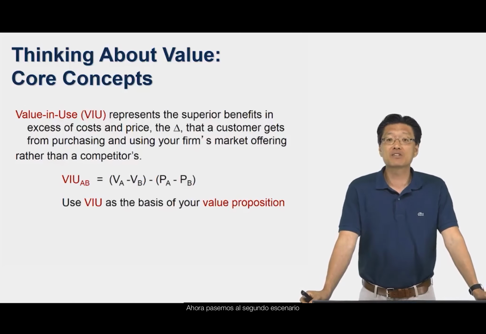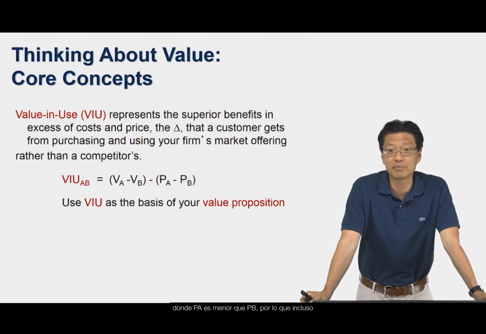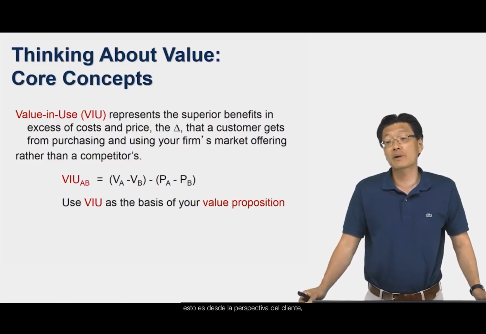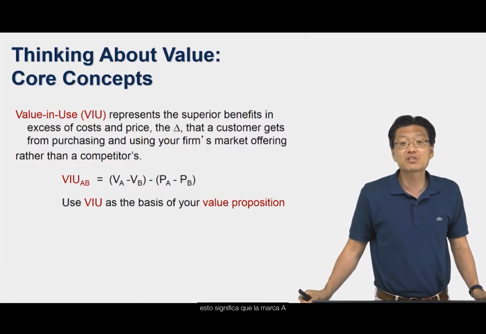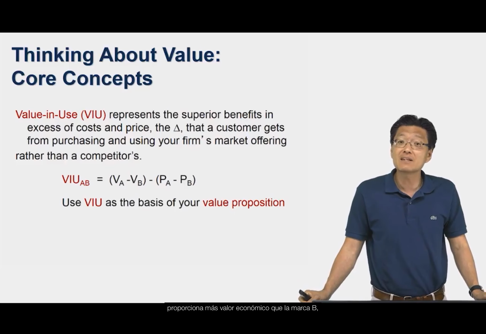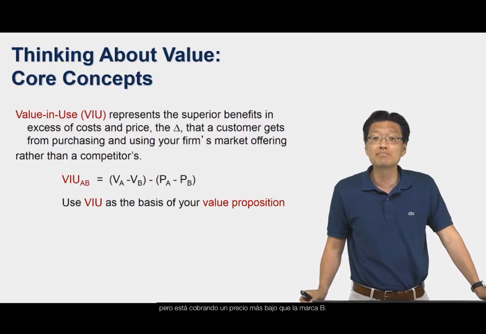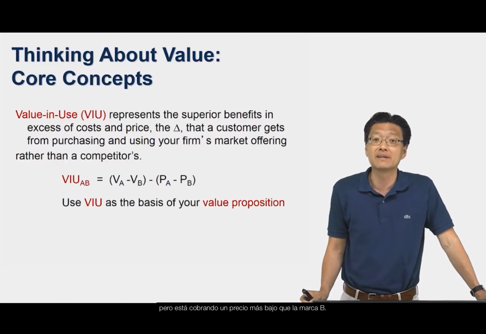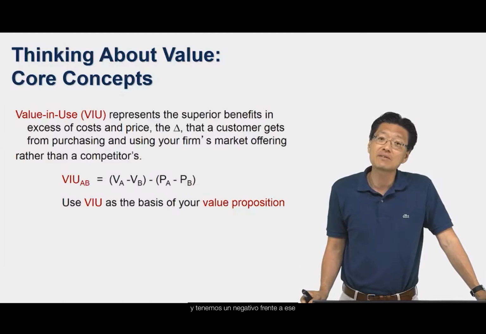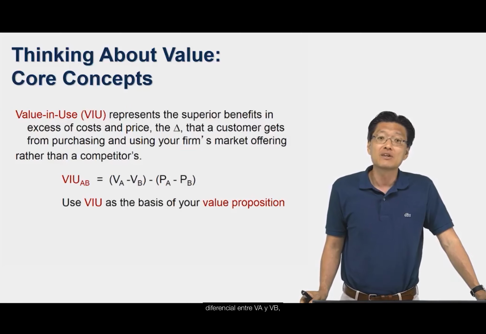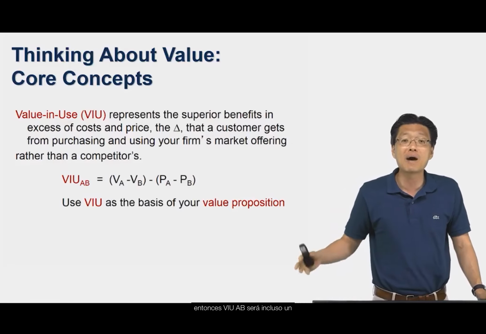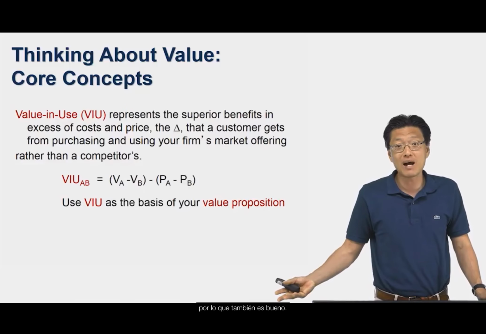Now, let's move on to the second scenario, where PA is less than PB. From a customer's perspective, this is even better, because brand A provides more economic value than brand B, but it's charging a lower price than brand B. So when PA minus PB is a negative number, and we have a negative in front of that price differential, that's going to be positive. That positive is going to be tacked on to an already existing positive, which is the differential between VA and VB. So then VIU_AB will be an even more positive number. So that's good as well.